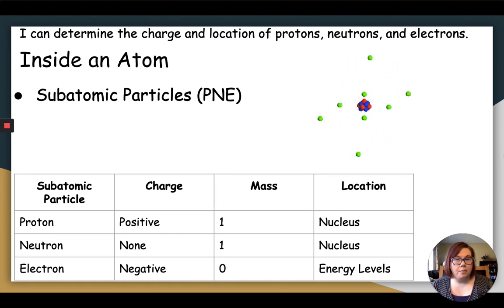Again, this is just in our particular unit system, and this is the way that we talk about them at this level. If you get way further on into chemistry or physics, you'll talk more specifically about what that mass looks like. But for our purposes, proton and neutron each have a mass of 1, and the electron does not have a mass. Finally, we got to talk about where these subatomic particles live. Both protons and neutrons live in the nucleus, and then the electrons live on the energy levels. We'll talk more about what those parts are on the next slide.